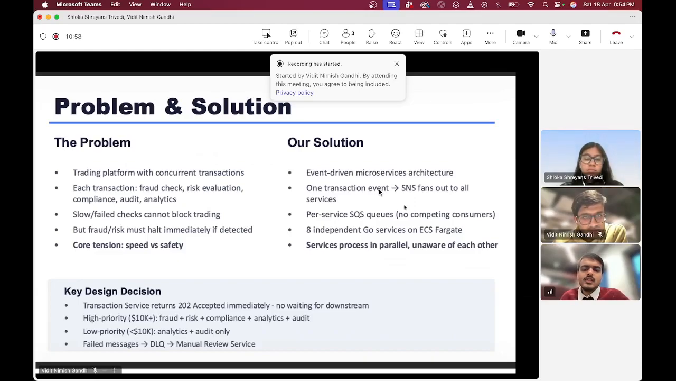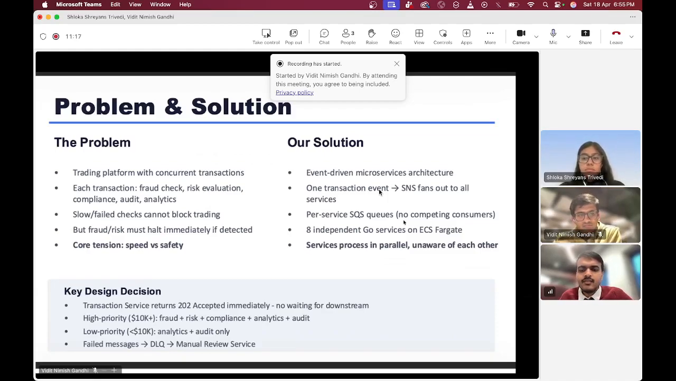So we propose a solution. When a trader submits a transaction, the transaction service writes it to DynamoDB, publishes to an SNS, and immediately returns a 202 accepted. The trader never has to wait.